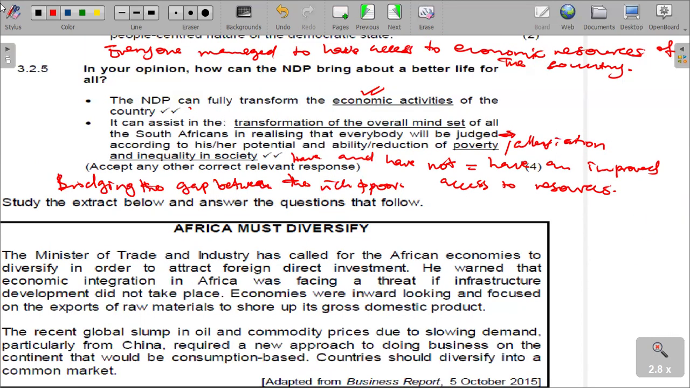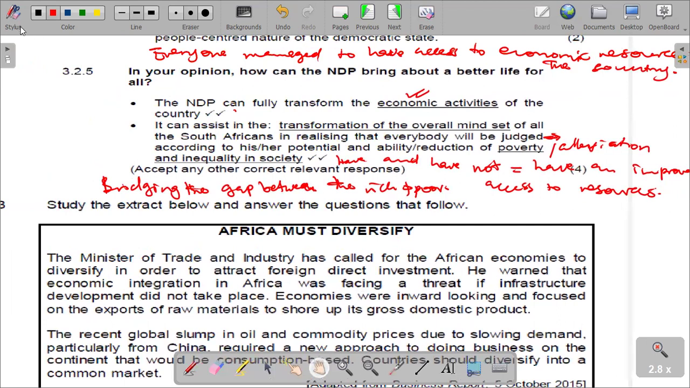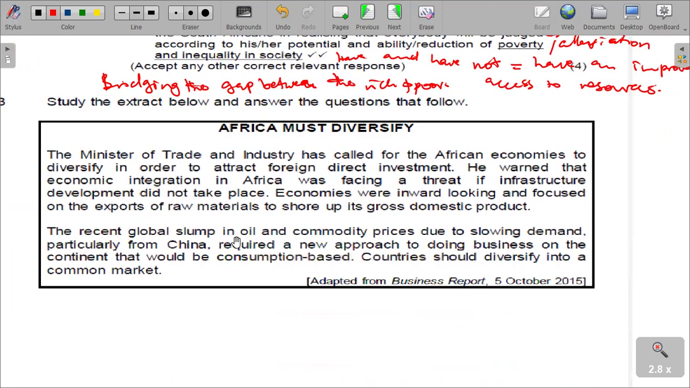That is also one good advantage that we cannot nullify in this regard. So what we are saying is that those are some of the advantages that are there to do with the National Development Plan. Start the extract below and answer the questions that follow.